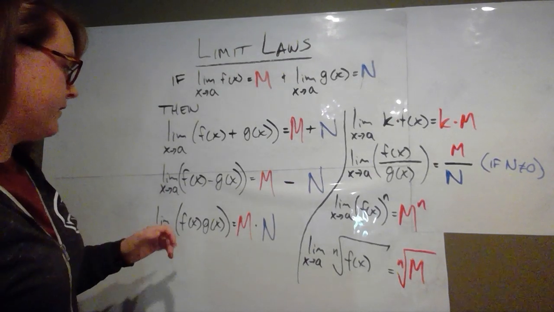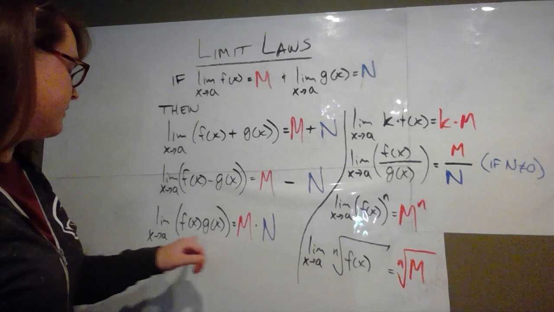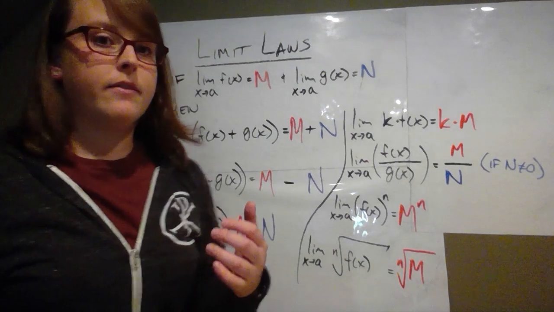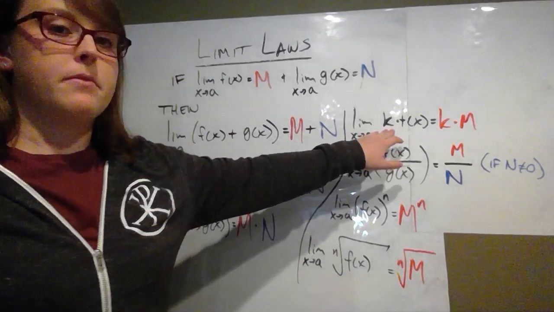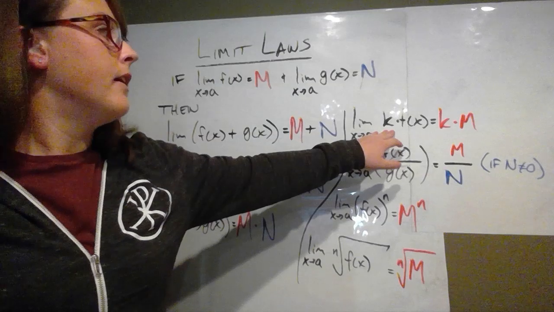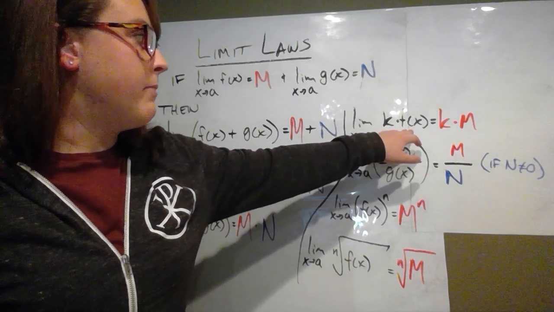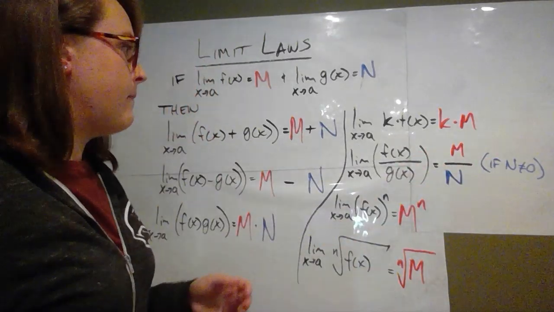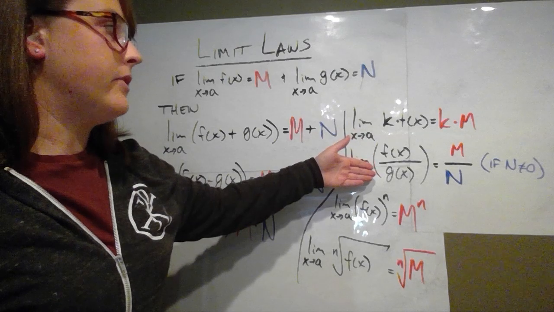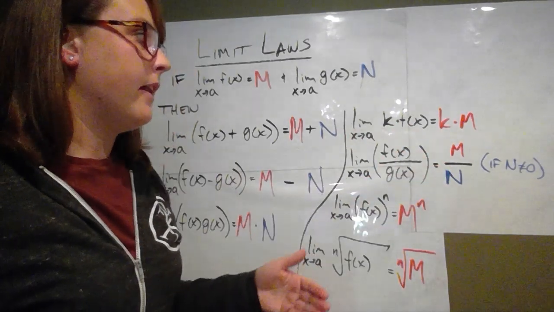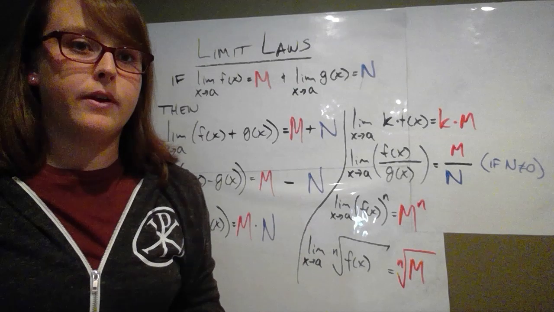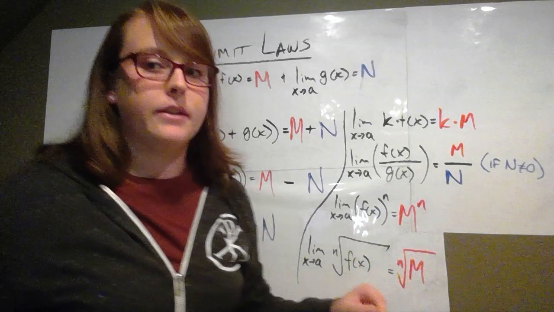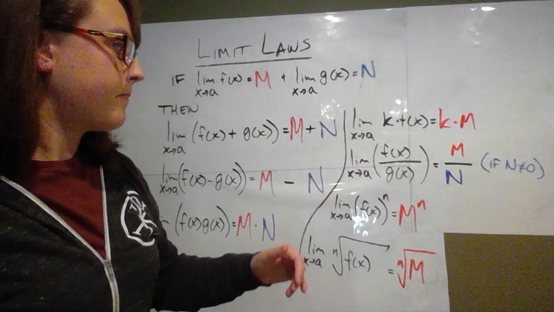If I'm multiplying the functions, f of x times g of x, the limit is the limits multiplied. If I'm multiplying by a constant, like any constant number, so 3, 5, 7, -7, any constant, multiplied by the function f of x, it would be that constant times the limit of f of x. If I'm dividing them, so I'm doing f of x divided by g of x, my limit would be m divided by n, as long as n is not 0, because we don't want to end up dividing by 0. That's the only weird case where something different happens: if n is equal to 0 and you're dividing.